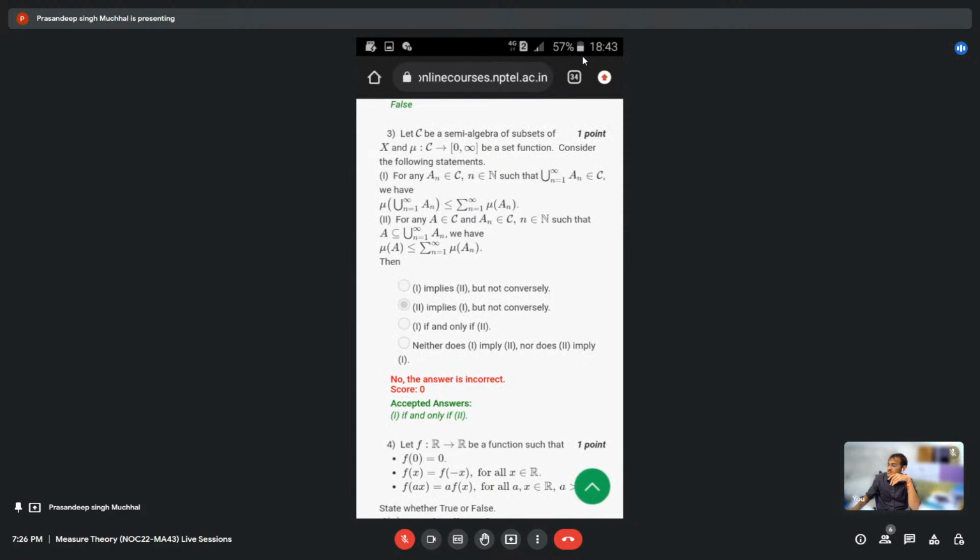In example number 3, the answer is one and only one. I understood that two implies one, but I didn't get how one implies two. Take any collection whose union is there, and then this happens. This also may not be correct, because it is not given that mu is finitely additive. If mu were finitely additive, then one implies two would hold.